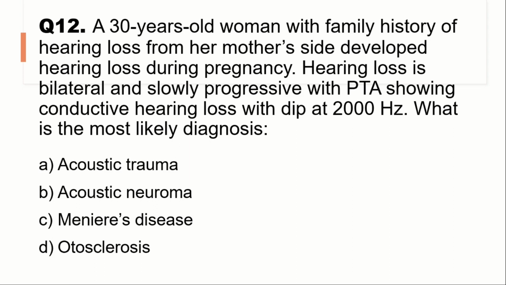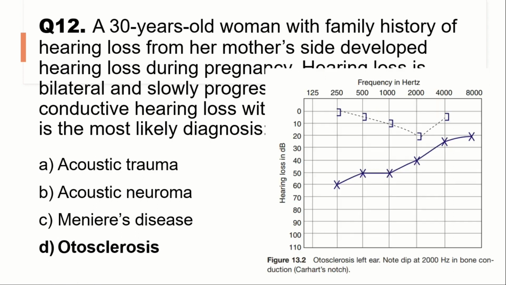Here in this question, you need to note that there is a family history and the patient is having hearing loss during pregnancy. Hearing loss is bilateral. In PTA, there is conductive hearing loss with dip at 2000 Hz. And these are all the features of option D, otosclerosis. This is a pure tone audiometry of a patient with otosclerosis. In this, you can see that there is a dip at 2000 Hz in bone conduction, which is known as the Carhart's notch.